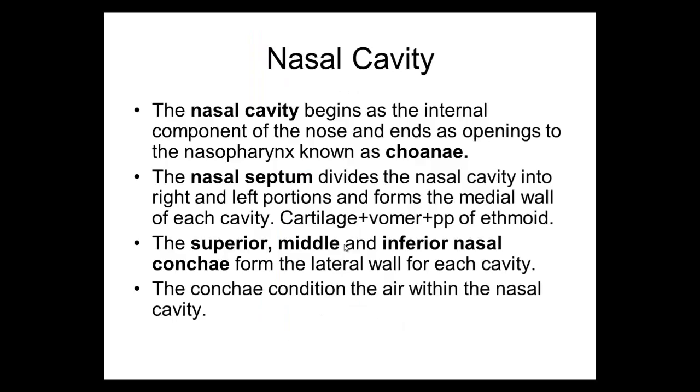Alright, so the nasal cavity begins with what we call the vestibule, or the anterior nares, and then posteriorly will be continuous with the nasopharynx at the choana, or the posterior nares. The nasal septum divides the nasal cavity into right and left. We have mainly cartilage anteriorly, and then posteriorly we have the vomer inferiorly, and the perpendicular plate of ethmoid superiorly, as you remember from studying the skull.